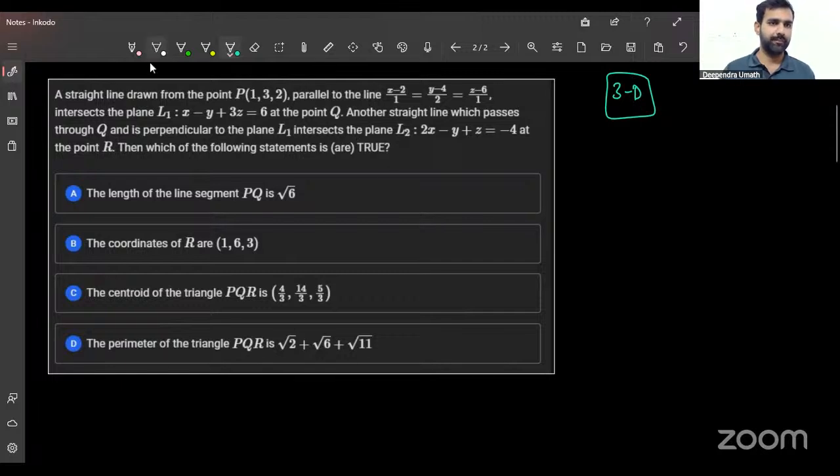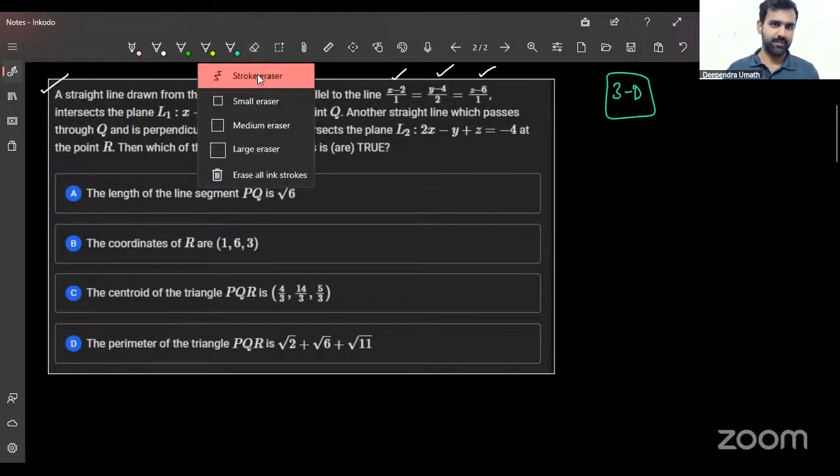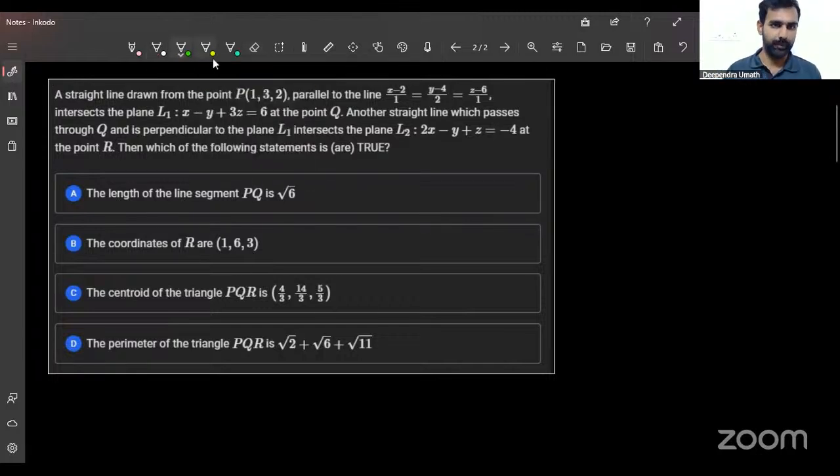What does it say? A straight line drawn from the point 1, 3, 2, parallel to the line (x minus 2)/1, (y minus 4)/2, (z minus 6)/1. Now, you need to, first of all, imagine what you are told. So there is a line, this line, right? And there is another line which is passing through 1, 3, 2, and it is parallel to this line. So I hope you know when lines are parallel, their direction ratios are the same. I hope you know that. So first of all, I'll use that information.